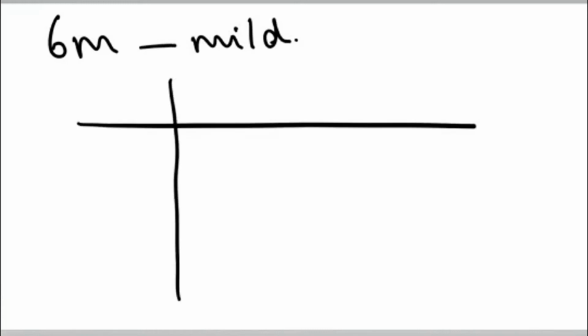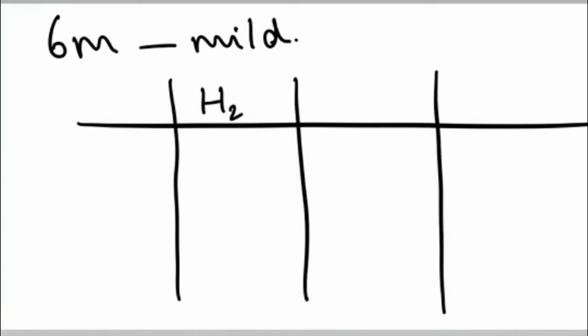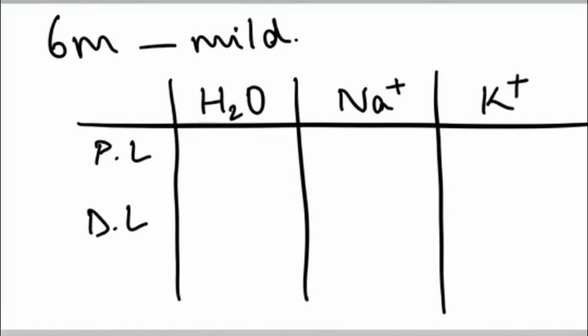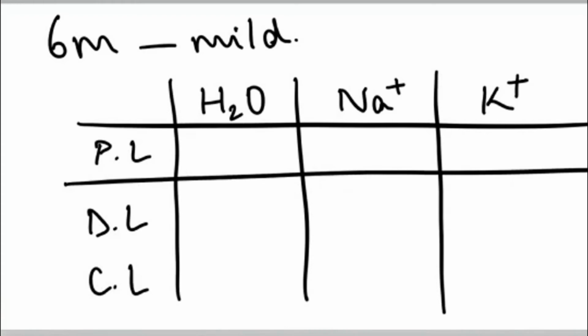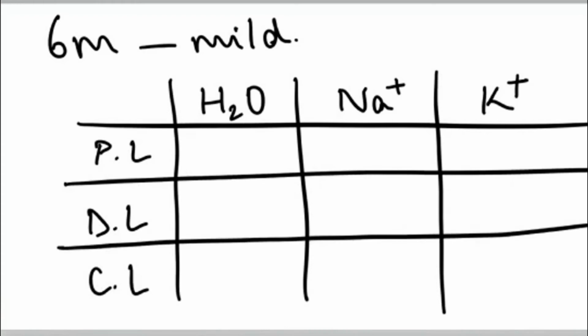Alright, let's do a question together. So we have a 6-month-old baby with mild dehydration. I would recommend all of you to make a table like this. One for water, one for sodium, one for potassium, showing the different requirements, so pathological, daily, and current. Then you can just calculate and fill in the table. Always start with the current losses because that's something you know.